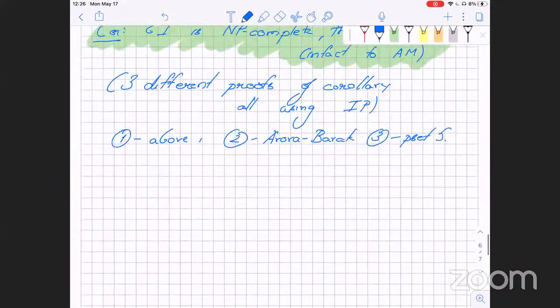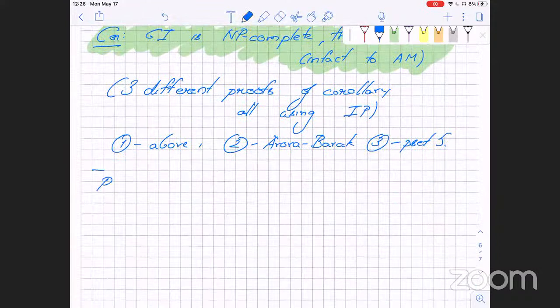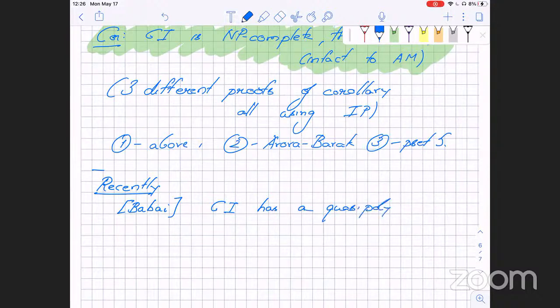So recently, this is actually very recent, possibly 2 years ago, Babai in a remarkable work showed that graph isomorphism has a quasi-polynomial time algorithm. By the way, this is the same Babai who defined Arthur-Merlin proof systems in 1986. So he's been working on graph isomorphism since 86 till 2016.